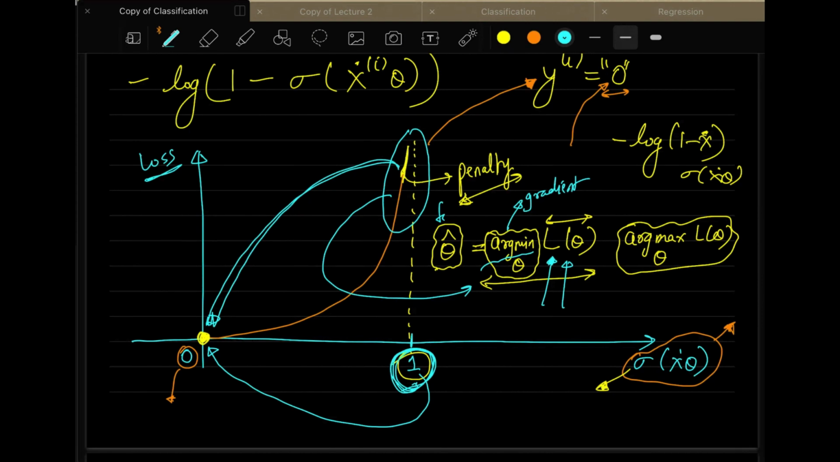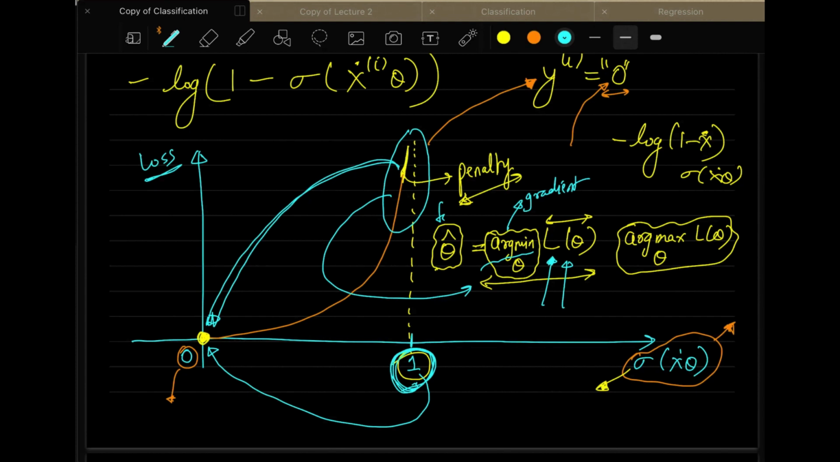Sir, just asking this: if we swap y from 0 to 1, then can we go for argmax? If you swap from y 0 to 1, basically what you are saying is you want to swap it. I'm just asking because I got curious. We are just swapping.